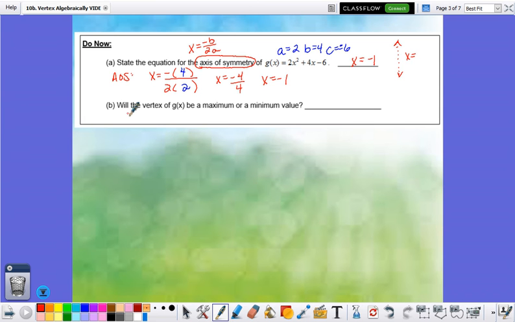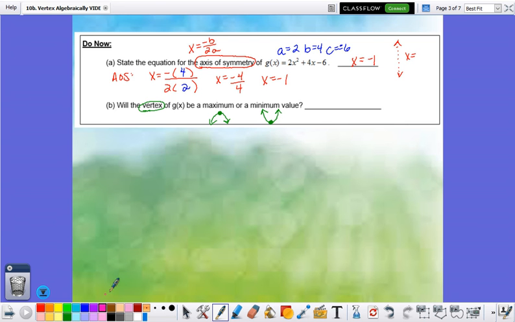Okay, so now our vertex must be on this axis of symmetry because it cuts the parabola in half and our vertex is our turning point. But part B asks us, is the vertex going to be a maximum? Is it going to be at the very top? Or is it a minimum value? Is the turning point at the very bottom?